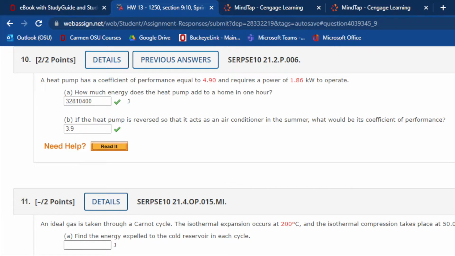So we've got a heat pump and it has a coefficient of performance equal to 4.90 and it requires 1.86 kilowatts to operate. So the first question is asking us, given this information, how much energy does the heat pump add to a home over the course of an hour? So first and foremost, if we're going to solve this, we've got to know something about the heat pump, okay? This is going to be very important that you understand this. You probably do know this, but if you don't, I highly suggest writing this down somewhere.